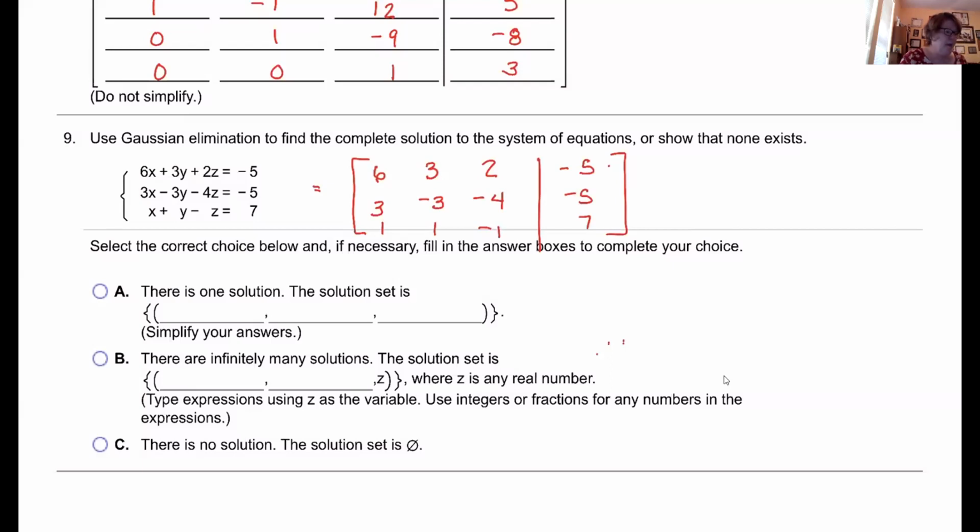So I had -2, 5, -4. Helps if you write it in the correct spot. All right.